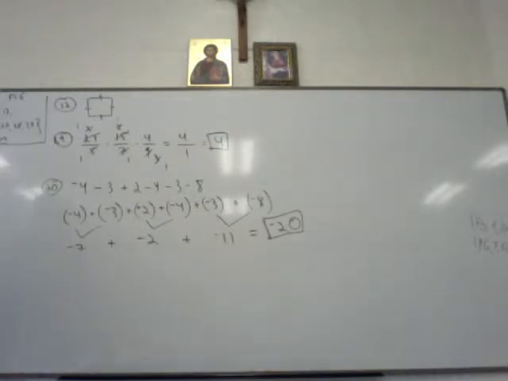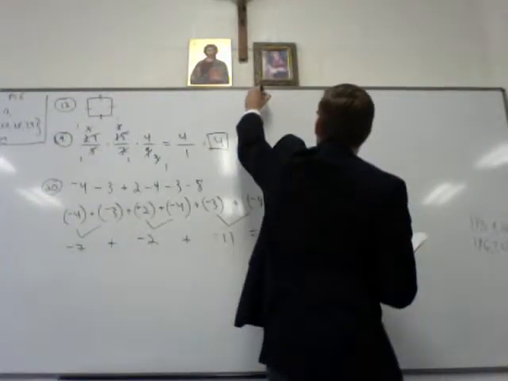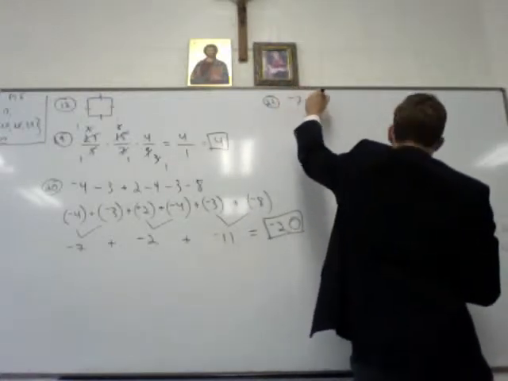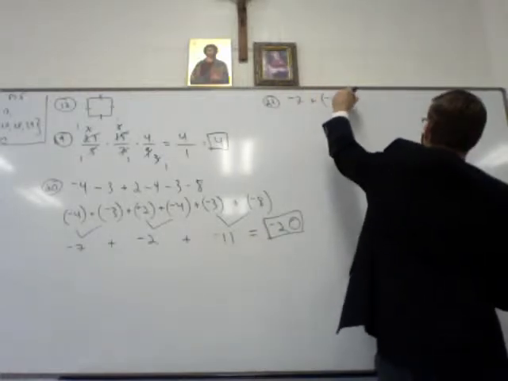Questions about this or another problem? Number 22. All right. So same kind of problem here. We've got negative 7 plus negative 8 plus 3.